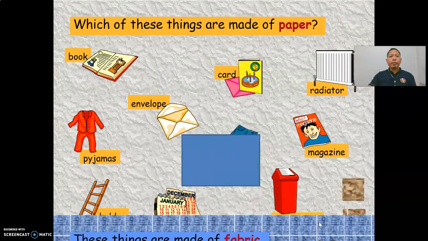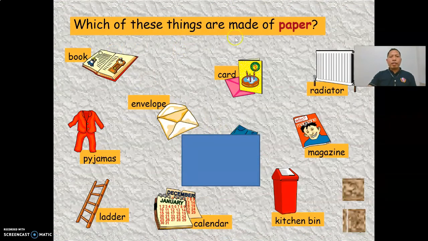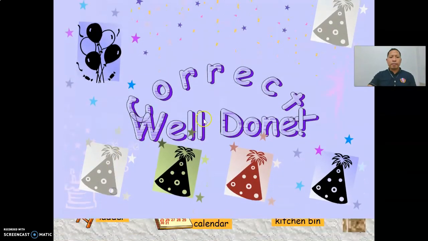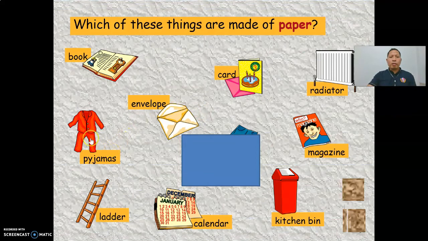So, which of these things are made of paper? Paper, remember? Okay. If you say yes, do like this. If you say no, do like this. Okay, ready? Book. Three, two, one. Yes, well done. Next. How about pajamas? Three, two, one.